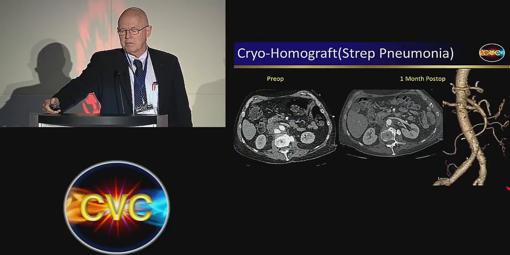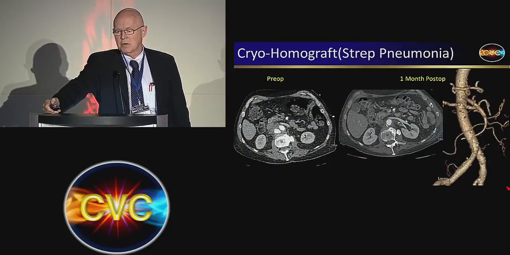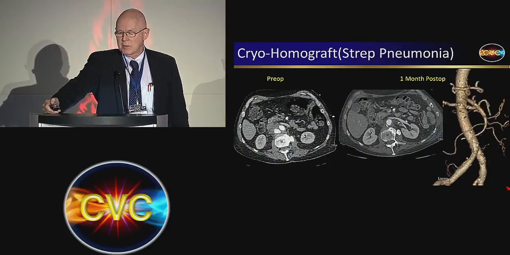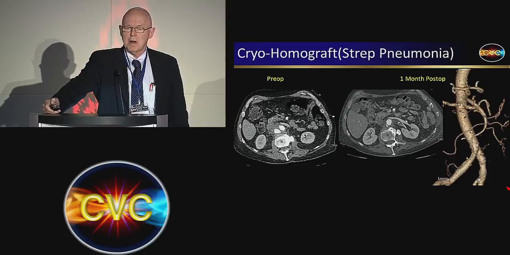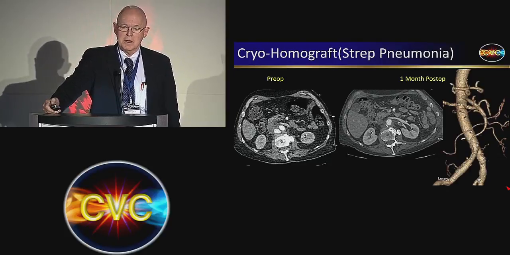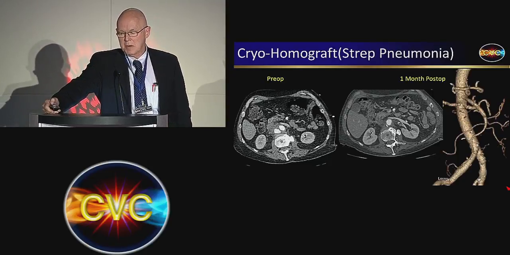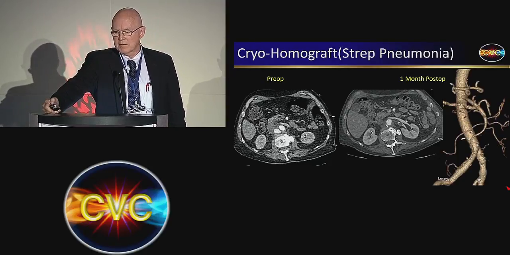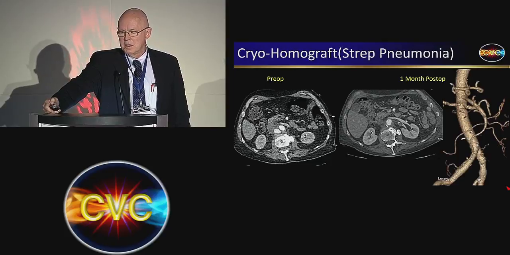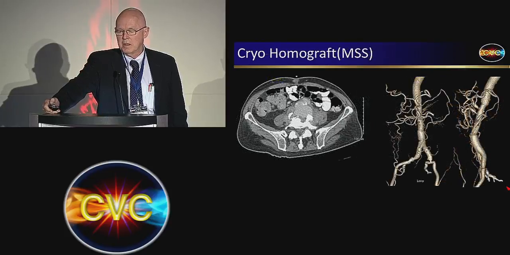Cryohomograft is another very viable source in this patient who had strep pneumonia. And strep pneumonia is an organism for which you can probably use a synthetic graft because it's easily treated with antibiotics. In this patient, we used a homograft for some technical reasons and replaced, as you can see on the right, from the renals down to the aortic bifurcation.